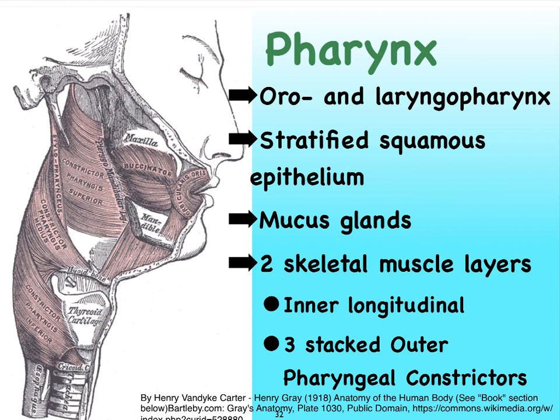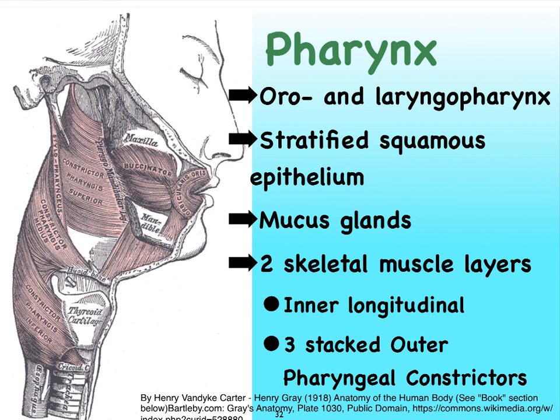The esophagus still is lined with stratified squamous epithelial tissue. We find some mucus glands along the pharynx, but we also see that it's a very muscular structure. After all, it is involved in the swallowing process. So we have an inner longitudinal layer of skeletal muscle, and then we have these 3 stacked constrictor muscles, and you see them listed here. We have a superior pharyngeal constrictor, followed by a medial one, followed by an inferior one.